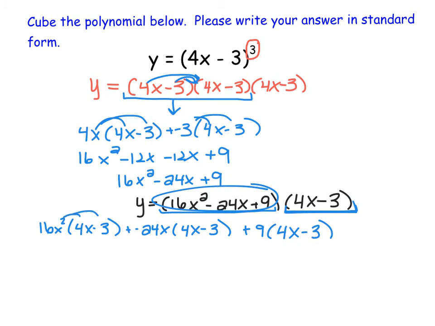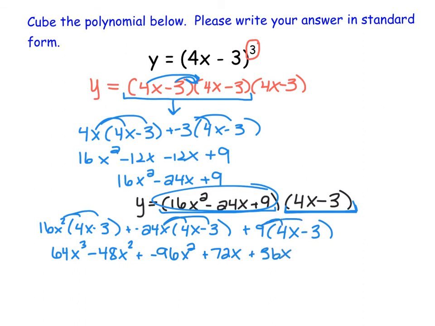Notice everything in the first parenthesis times everything in the second. If we distribute that, 16x squared times 4x becomes 64x cubed. 16x squared times a negative 3 becomes minus 48x squared. We then have negative 24x times 4x, which becomes a negative 96x squared, followed by negative 24x times negative 3, which is a positive 72x. Then we have 9 times 4x, which is 36x, and 9 times negative 3, which is negative 27.